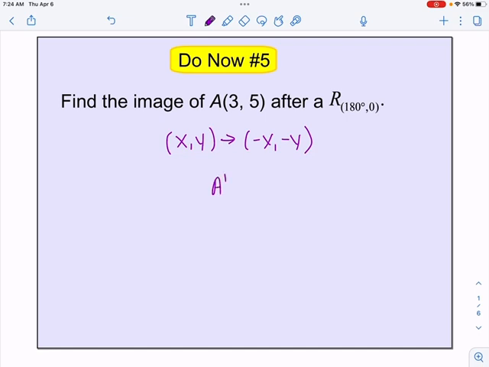So in this case, the opposite of a positive 3 is a negative 3, and the opposite of a positive 5 is a negative 5. So A prime will become (negative 3, negative 5) after that rotation of 180 degrees about the origin. So that's it for the Do Now. Now we're going to go into our note packets.